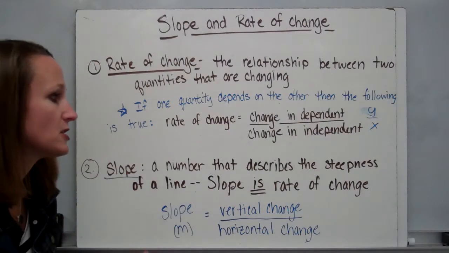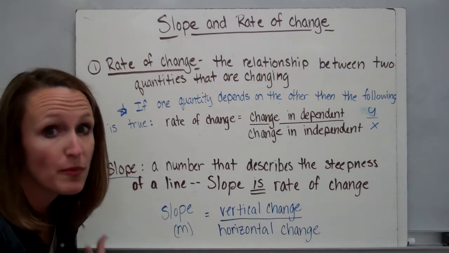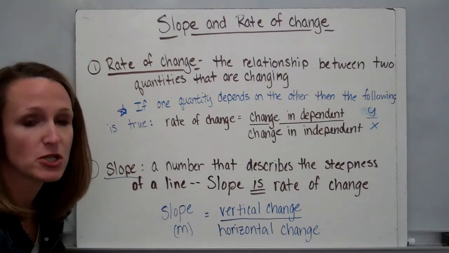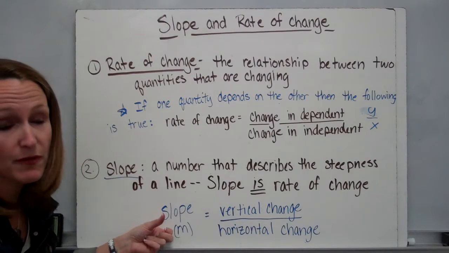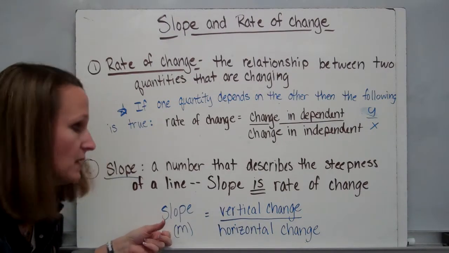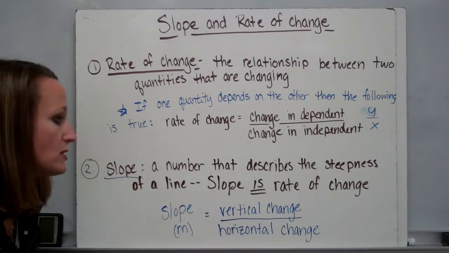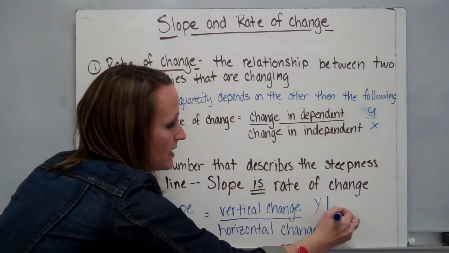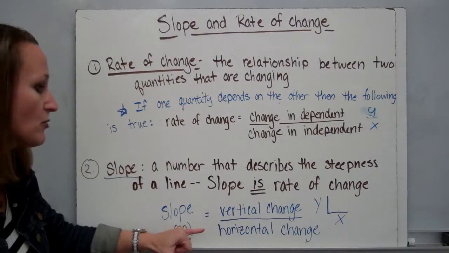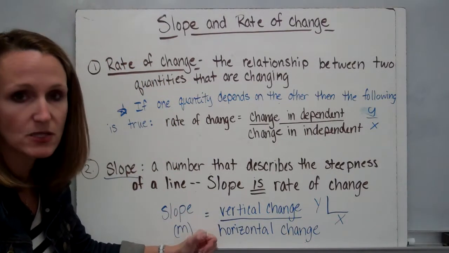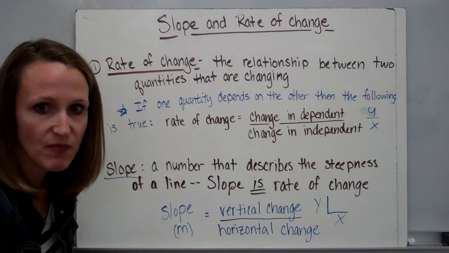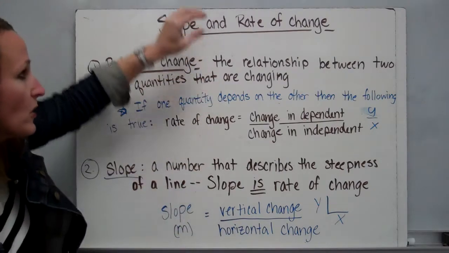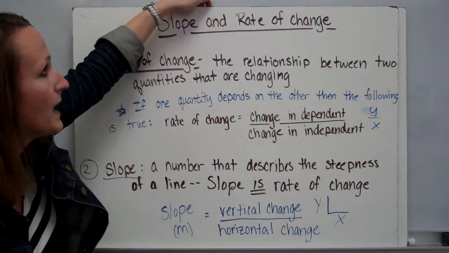Slope is a number that describes the steepness of a line. Slope is rate of change. So people use slope and rate of change interchangeably. Slope, which is abbreviated with m, not s, m, is the vertical change over the horizontal change. Keeping in mind that when we look at two axes, the vertical is y and the horizontal is x. So again, we're talking about y over x. So slope and rate of change are the same thing, and slope is talking about how steep your line is. And we're talking about vertical over horizontal, or y over x.